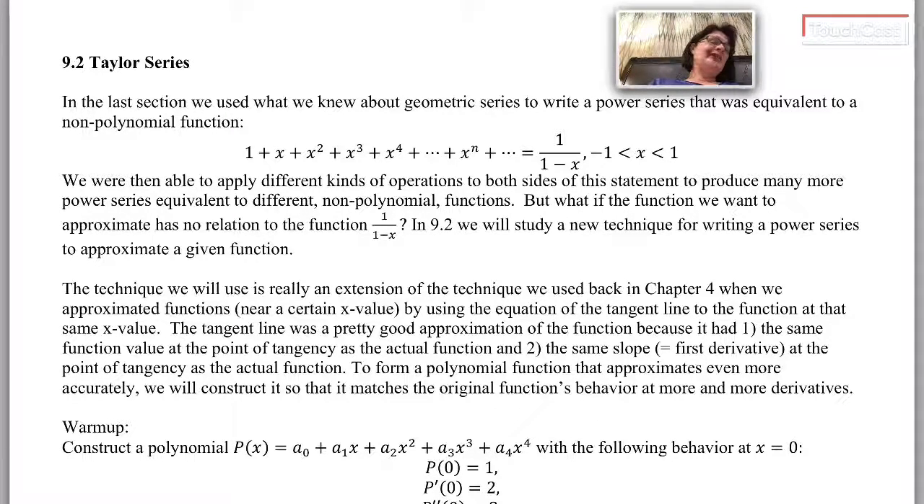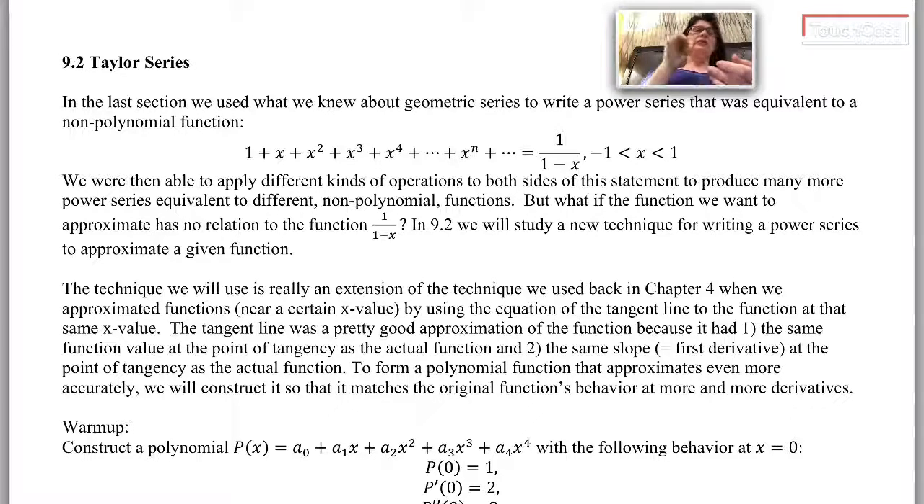So this is the topic for 9.2: what's another way you could write an infinitely long polynomial, maybe, to approximate a function that's not polynomial? It turns out our best bet is really an extension of what we did back in chapter 4 of writing a tangent line approximation to a function. A tangent line approximation has a value that matches at some place. So at one particular x value, I have the exact same function value, and then has the same first derivative, so the same slope.